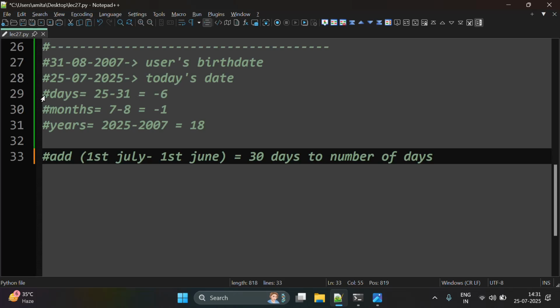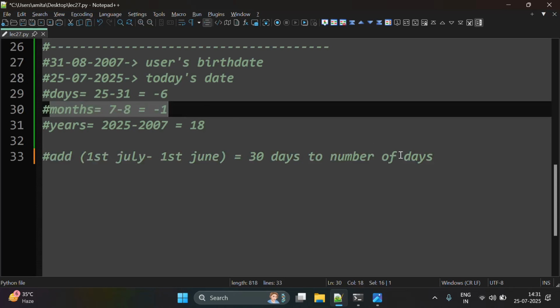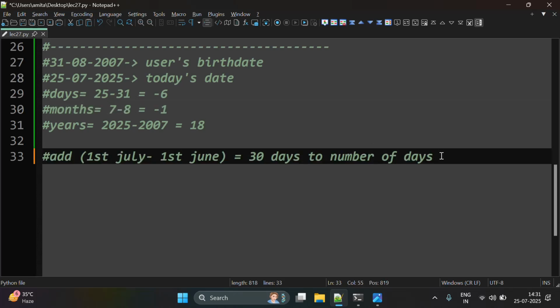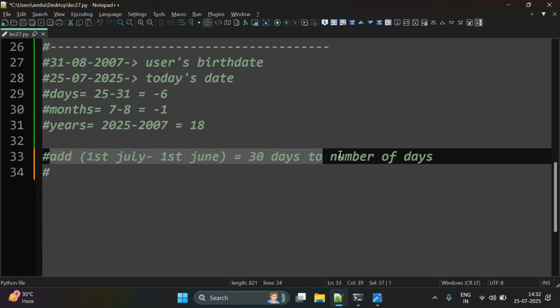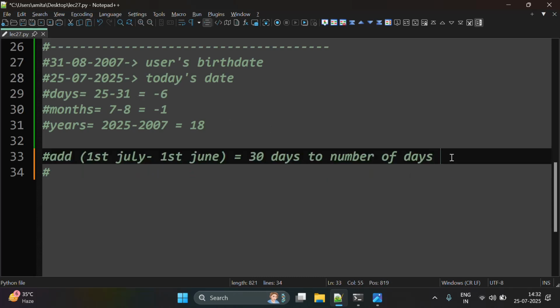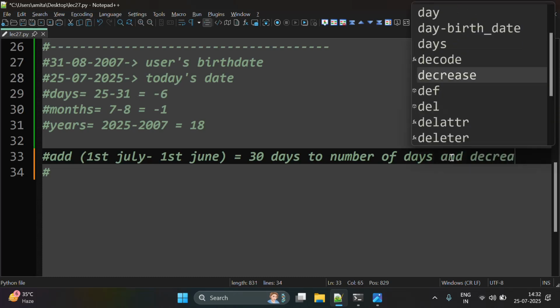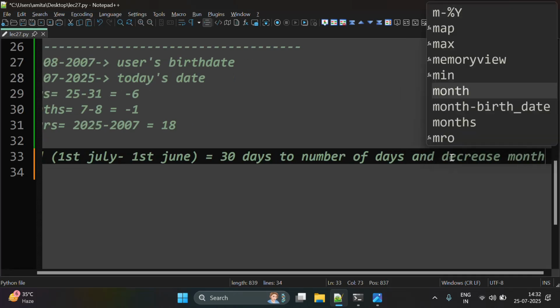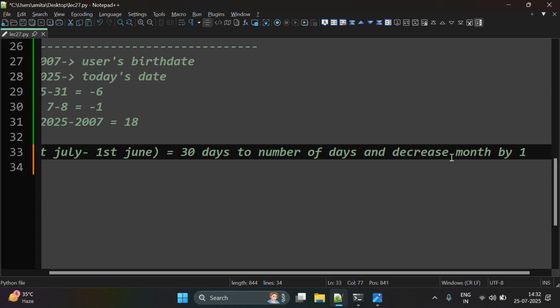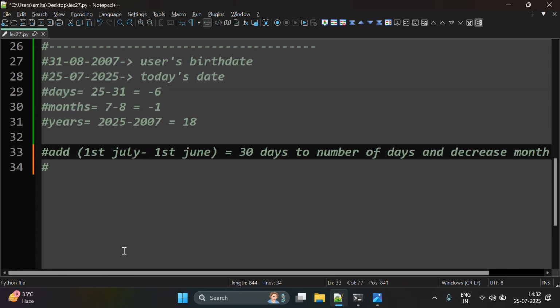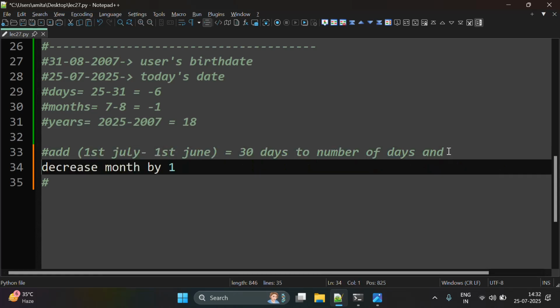And the month is also negative, so we need to adjust that also now. For that we'll do the same. And one more thing, while we add these many days to the number of days, we need to decrease the month by 1. So decrease month by 1.